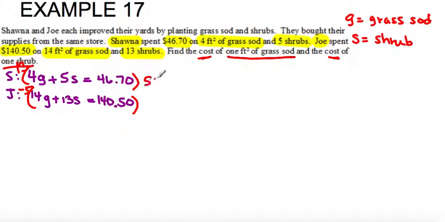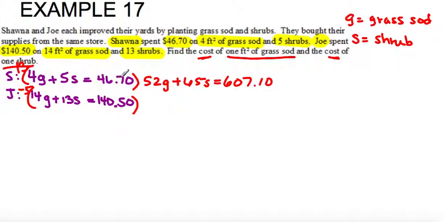So I have 13 times 4, which is 52G, and then 13 times 5, which is 65, so plus 65S, equals 13 times 46.70, which is $607.10.